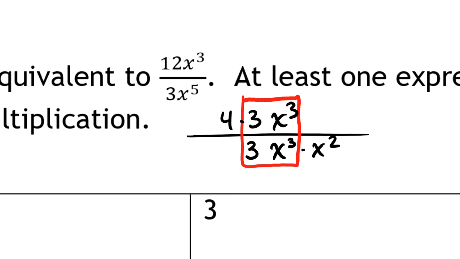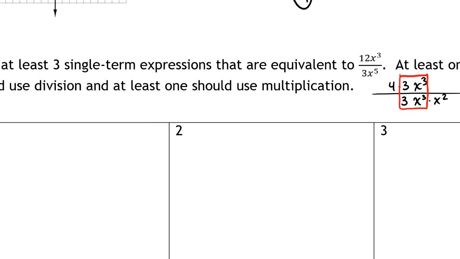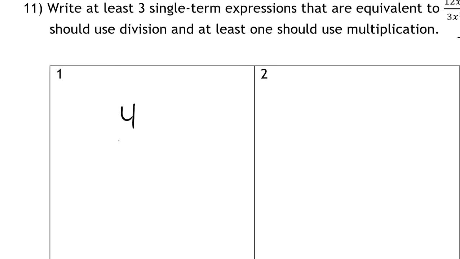So if I eliminate that 1, because it doesn't add any value to this expression, I end up with a 4 in the numerator and an x squared in the denominator. So that's one of the things you could write. This is the simplified version of it. Many of you wrote that 4 and then x to the second power.